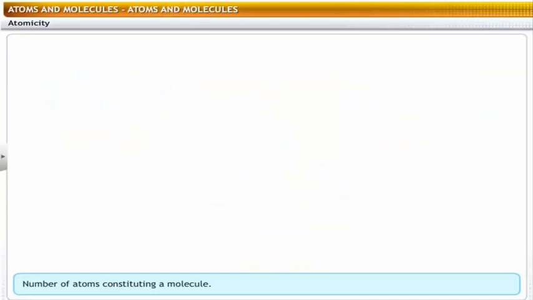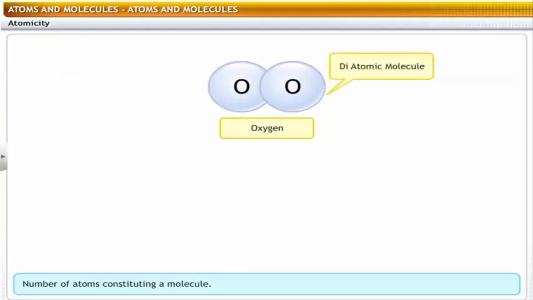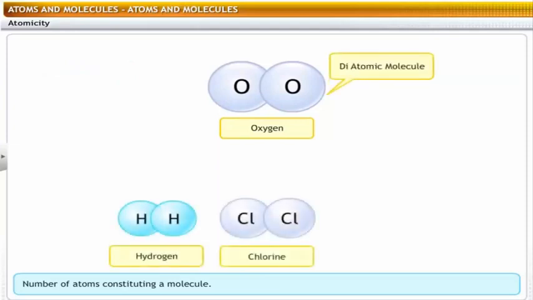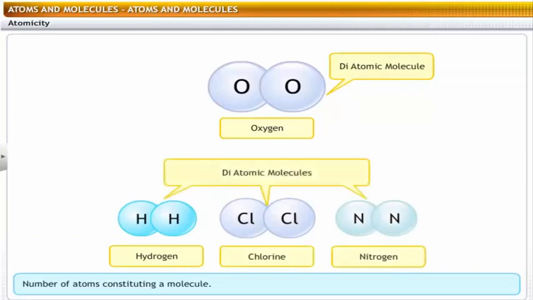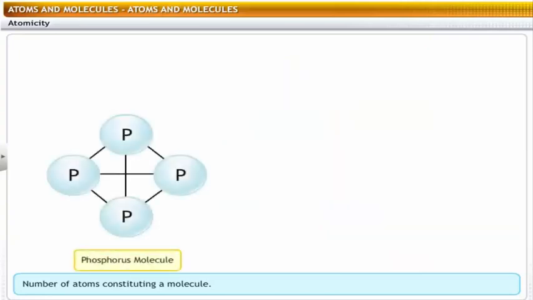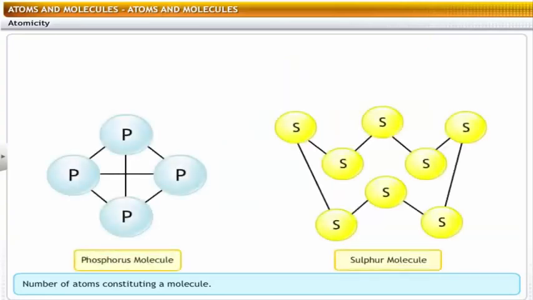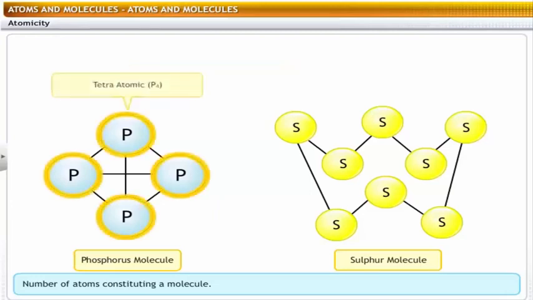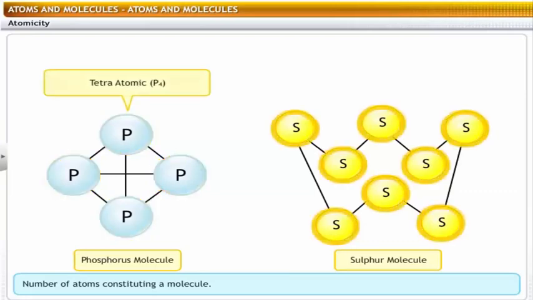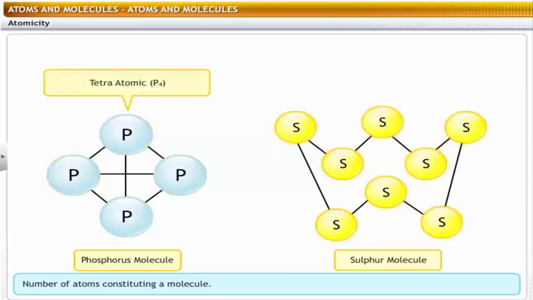Let us look at some examples. An oxygen molecule has 2 atoms of oxygen and is known as a diatomic molecule. Hydrogen, chlorine, nitrogen, etc. also exist as diatomic molecules. Elements like phosphorus and sulfur have more than 2 atoms in a molecule and are called polyatomic. A phosphorus molecule has 4 atoms of phosphorus, P4, and a sulfur molecule has 8 atoms and is octaatomic, S8.